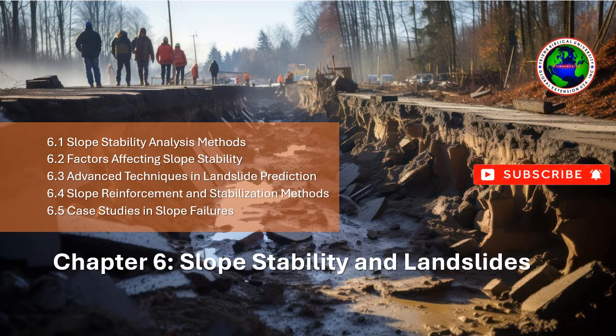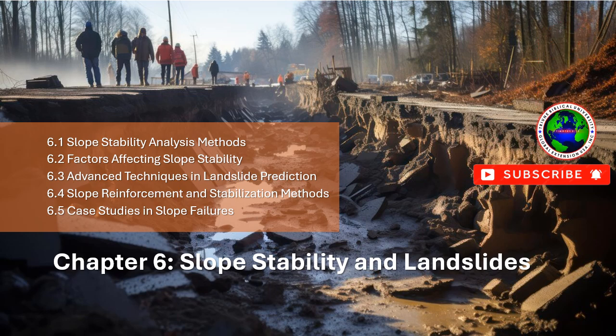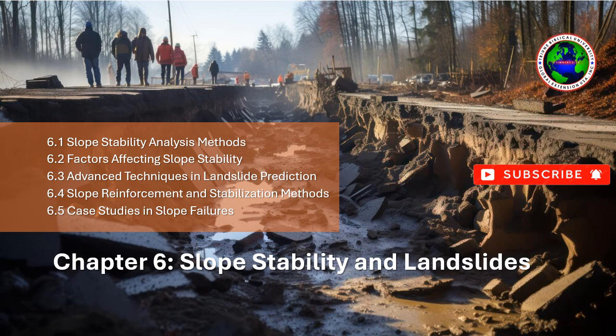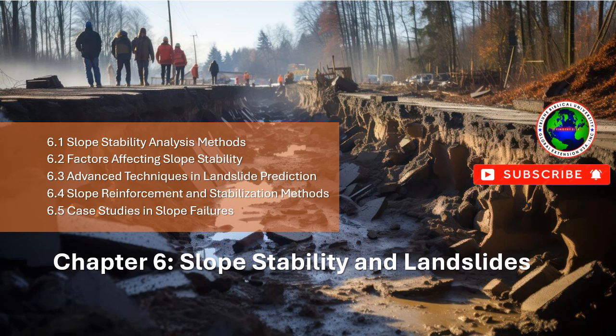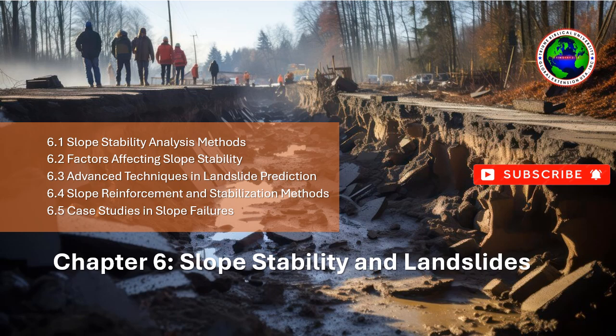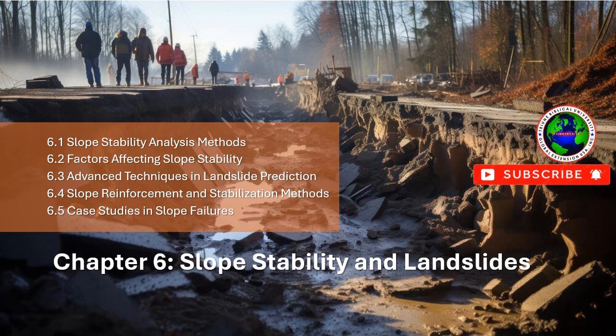Key slope geometry factors. Slope angle. The angle of the slope is one of the most significant factors affecting stability. As the slope angle increases, the driving forces, gravity, that tend to push the soil mass down the slope also increase. Typically, slopes steeper than the angle of internal friction, phi, of the soil are prone to failure.